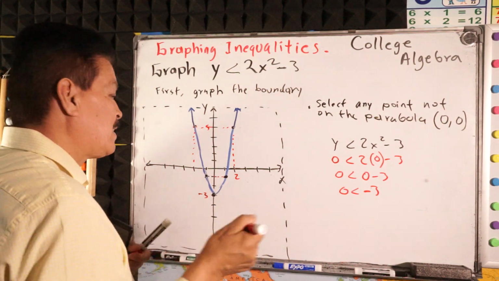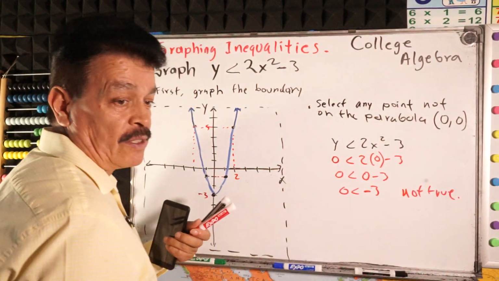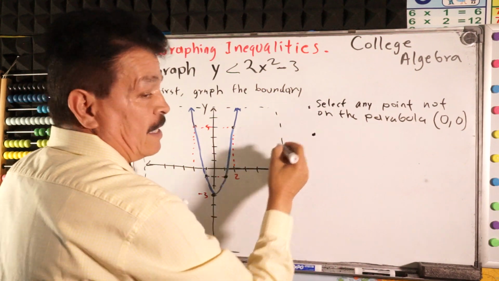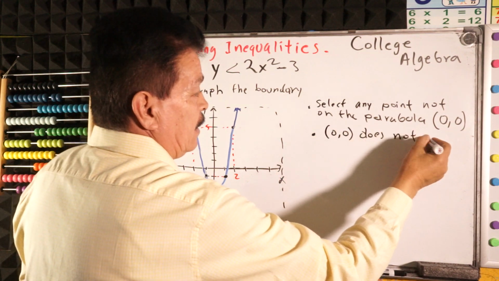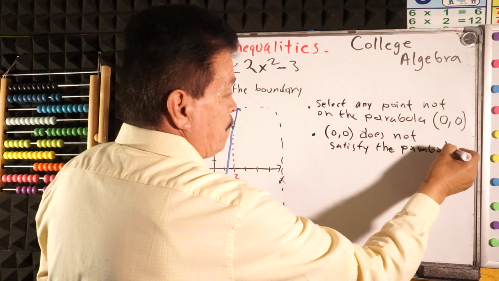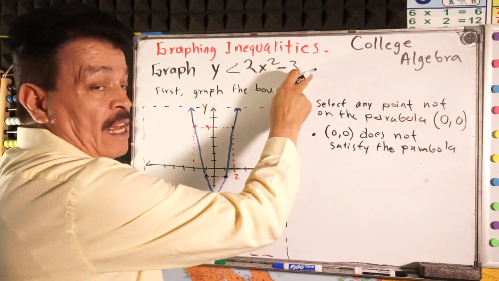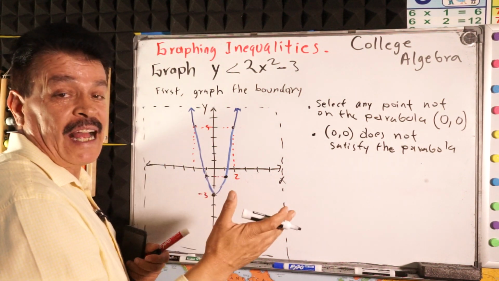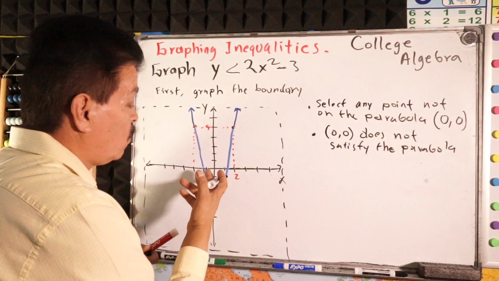Is this true or not true? This is not true. So this point does not satisfy the inequality. Since this point, look at this, I just wrote it, (0, 0), does not satisfy it. So then for the original inequality, we color in the portion of the graph below or outside the parabola, which does not include (0, 0).